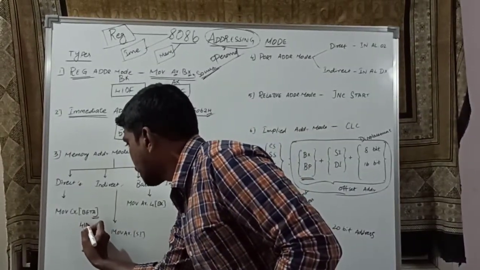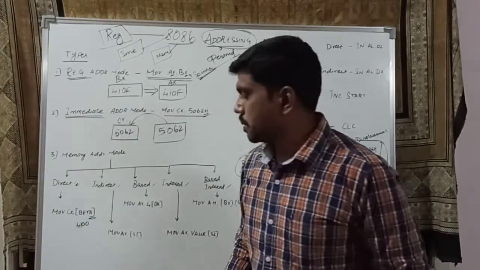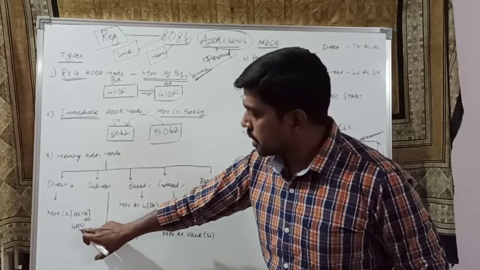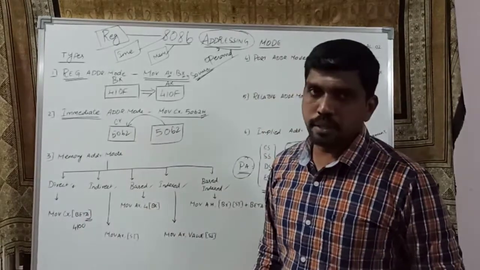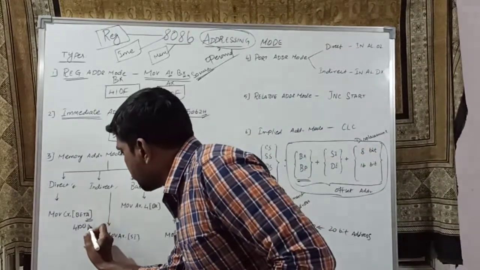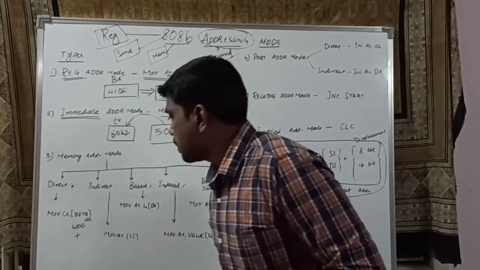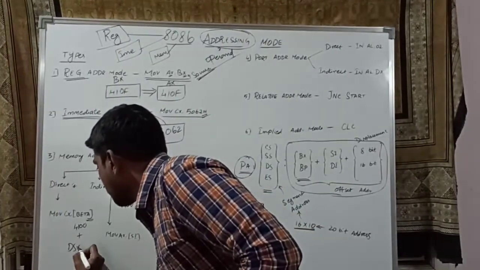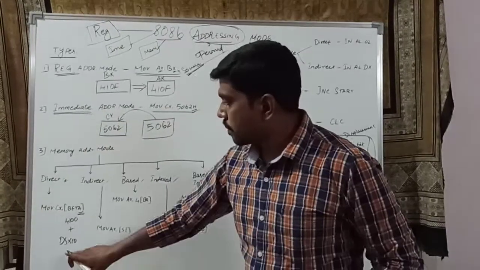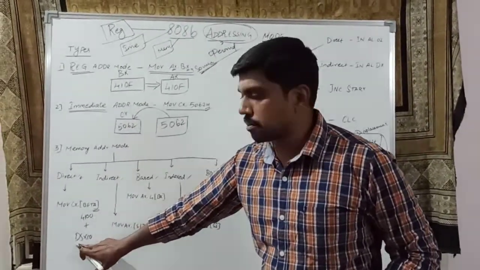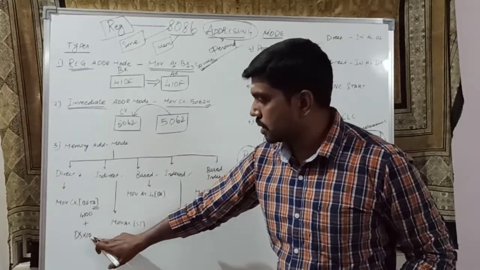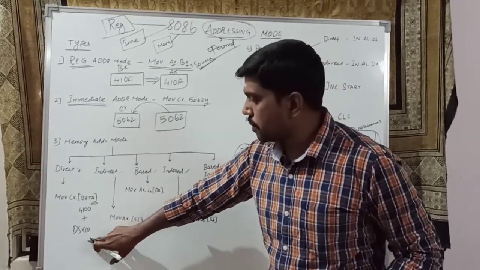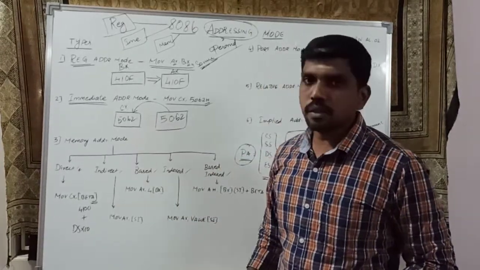For example, 4100. So this 4100 is a 16-bit value, and this value represents beta. This value is summed with the segment register. So DS times 10: whatever value is present in DS, the data segment, that value is multiplied by 10. After the multiplication, you get a new value, and that value is summed with 4100.